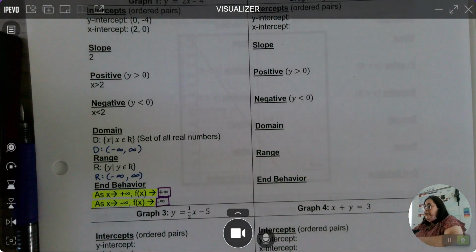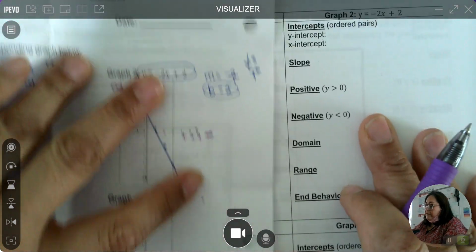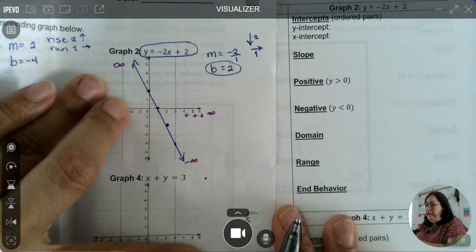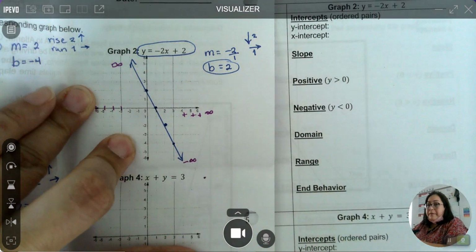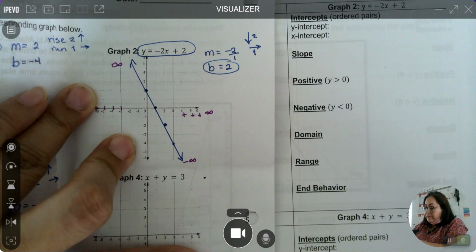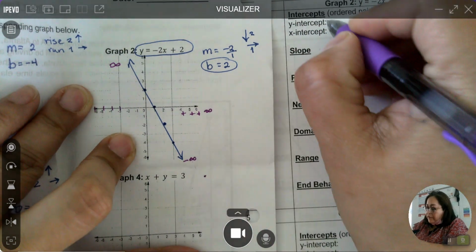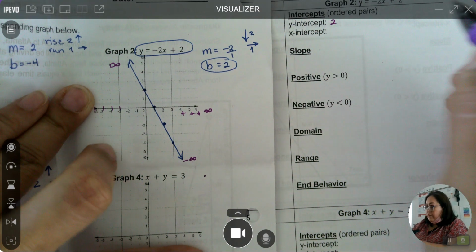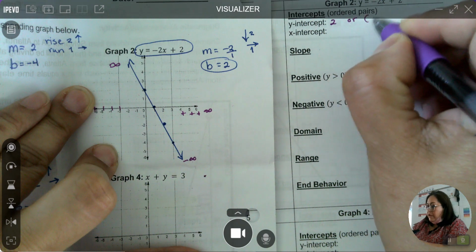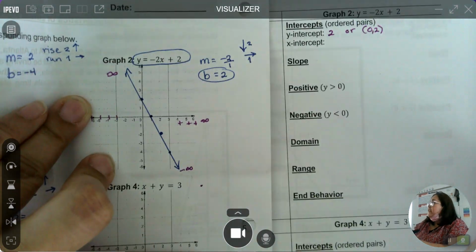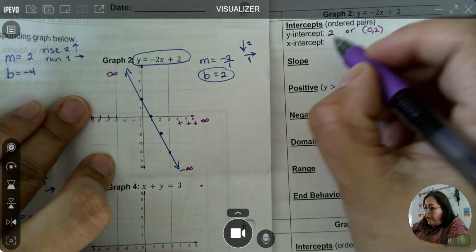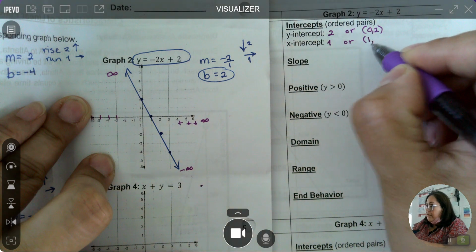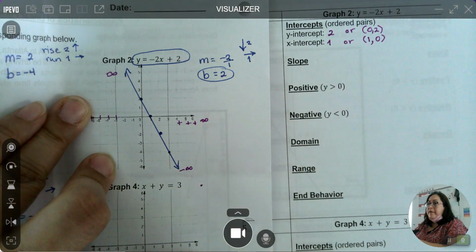All right, so let's do it for this graph right here. Everything. You can rip the paper, you can look at my graph, whatever it is. Here we go. Do we know the y-intercept? What is it? 2. If I write that as an ordered pair, what would it look like? 0, 2, correct? What's the x-intercept? 1. Or if I write it as an ordered pair, what would it look like? 1, 0.